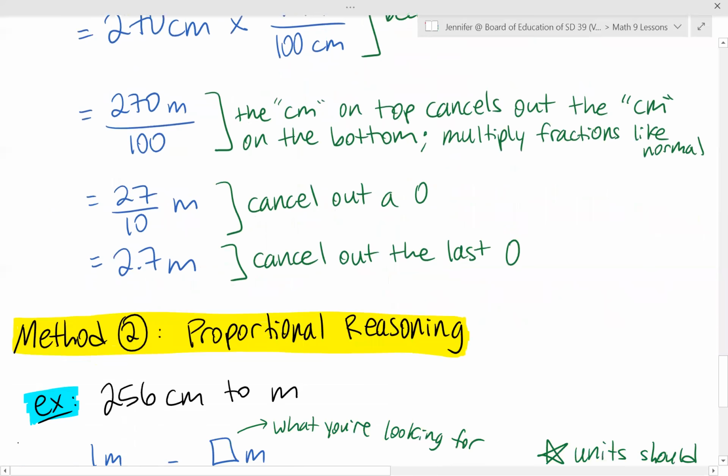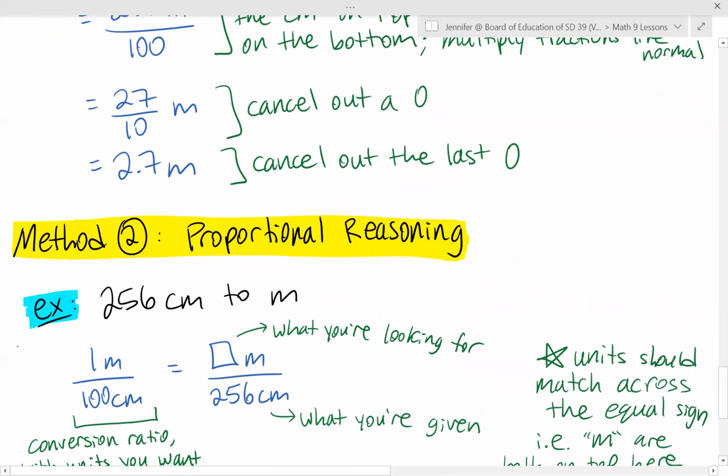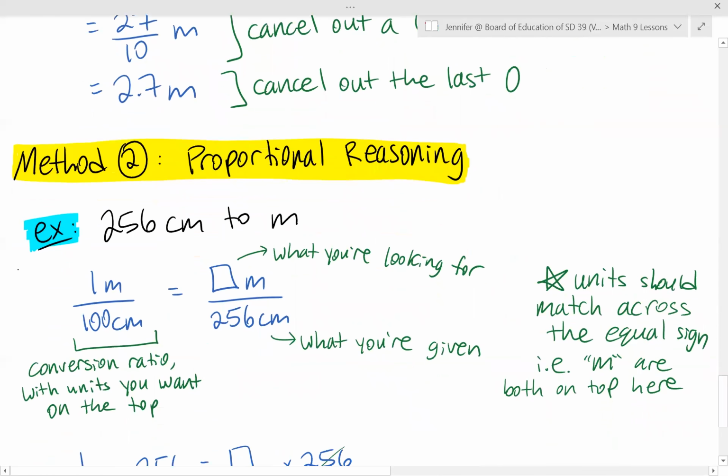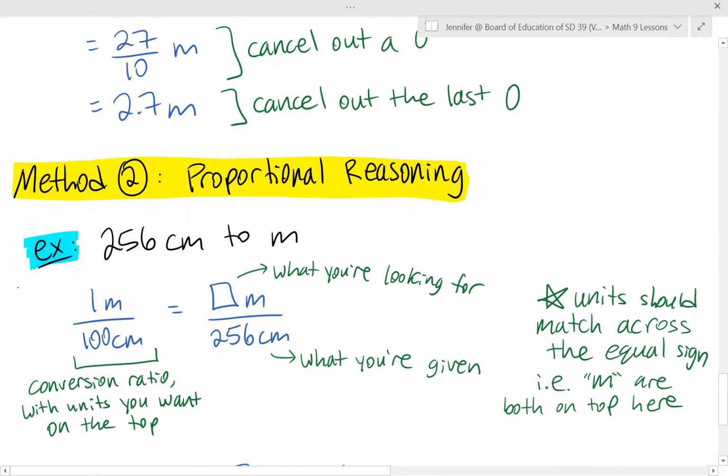The other method you could try is called proportional reasoning. It's the same idea, it's just set up a little different. So I'll show you with a slightly different question, 256 centimeters to meters. So how we set that up is first we write the conversion ratio. So we already kind of talked about that. We write the conversion ratio with the units that we want on the top. So far that's the same. We're going from centimeters to meters. So meters will be on top, centimeters on the bottom.